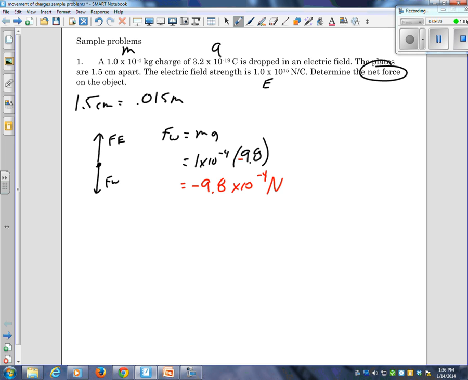Excellent. It is the negative force. E equals F over q. The electric field strength is 1.0 times 10 to the 15. Positive. The positive field strength, it would be up, right? Positive.